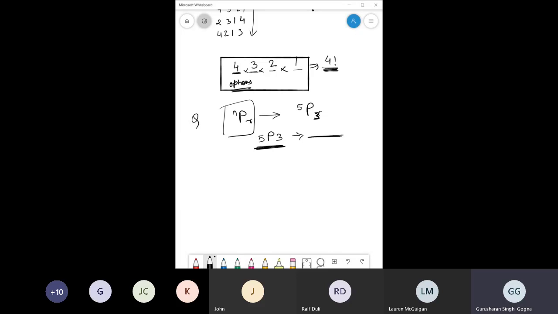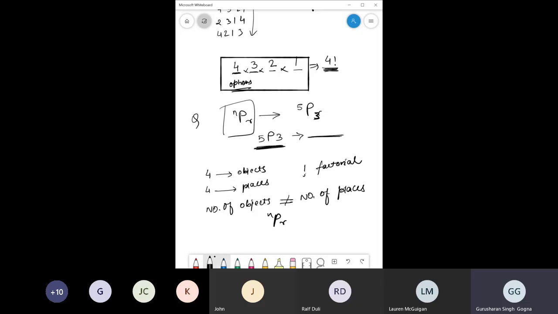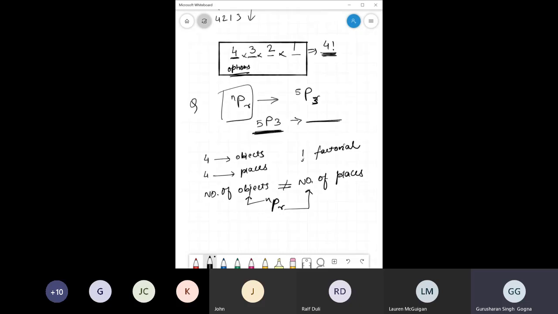Okay, so let us understand the difference. And it's very simple actually. If you have 4, let's say, objects, I'm calling this object. Objects means it can be a number, it can be a letter, or it can be anything, whatever you want to use. If you have 4 objects and 4 places or positions, you can directly use factorial. However, if the number of objects is not equal to the number of available places, then use the nPr formula. So n is for number of objects and r is for number of places. That's it. That's a simple, straightforward logic which you need to use.